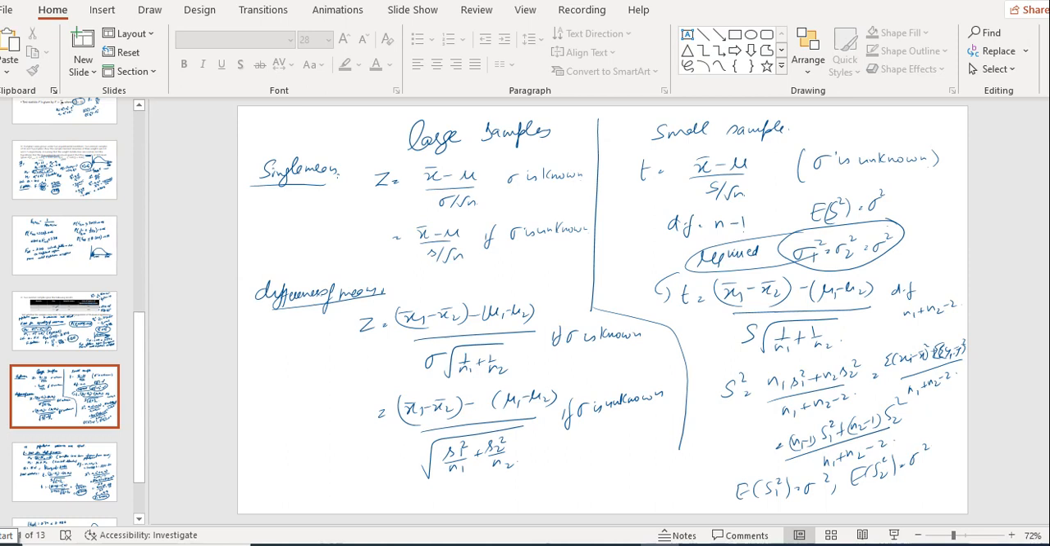F distribution for the equality of variance we have already discussed in this video. And apart from this we have chi-square. In our syllabus we have chi-square for the goodness of fit only, so there we use the observed and expected frequency formula. Okay, so that is all about testing of hypothesis.